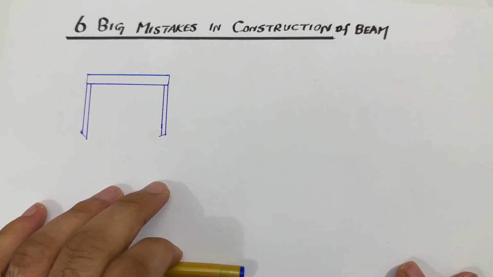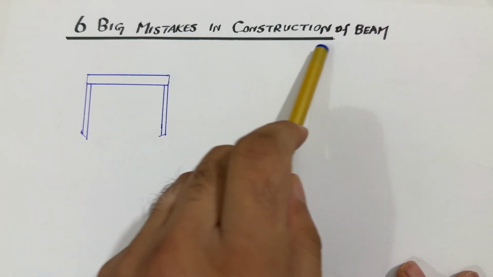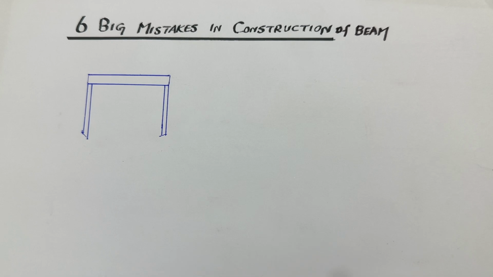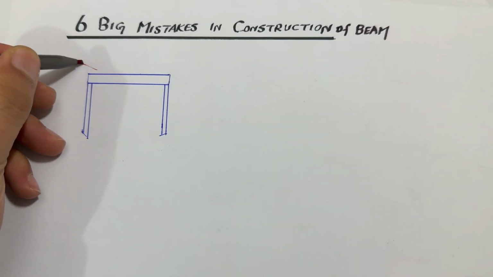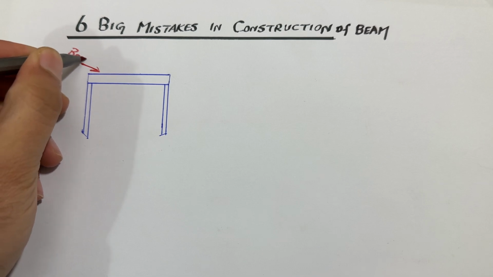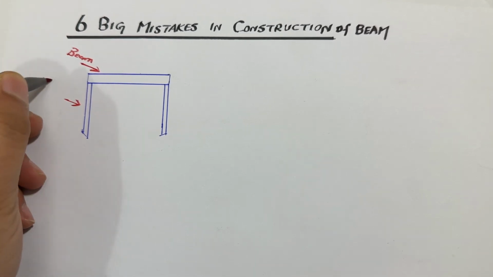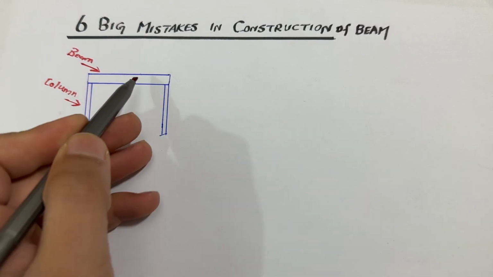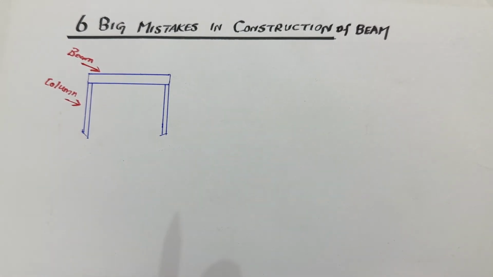In this video lecture, I will guide you through 6 big mistakes in the construction of an RCC beam. You can see clearly this is a beam, and now let me guide you through the details. And this is an RCC column. Columns are the two supports for this beam. So we have 6 big mistakes in beams, and let me guide you through these big mistakes.